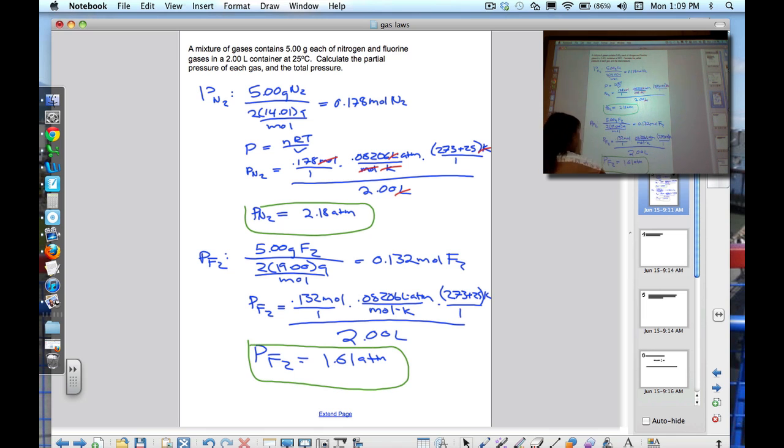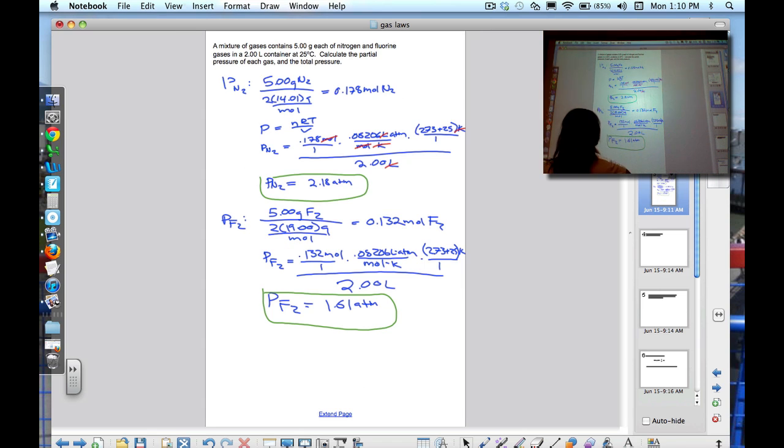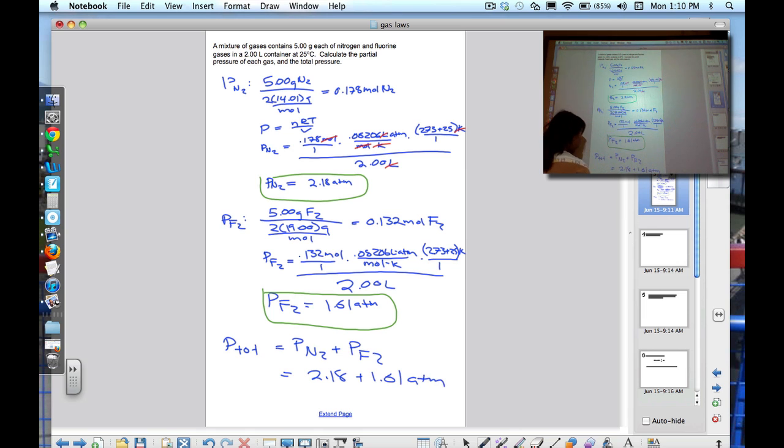Great. So now that we've calculated the partial pressures of the two components of the mixture, that is the pressures they would exert if they were by themselves in the container, what do we do to calculate the total pressure? You could just add them together. There you go. So P total is equal to PN2 plus PF2, which is equal to 2.18 plus 1.61 atm, which is equal to 3.79 atm. And you can run a nice box around that.